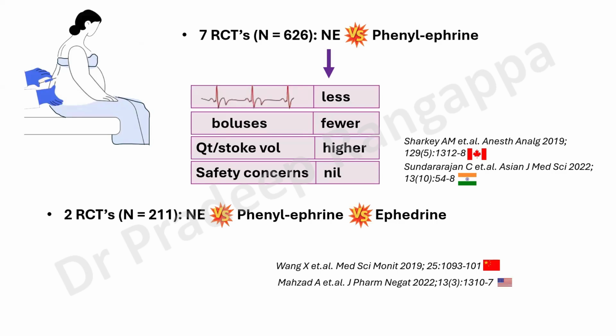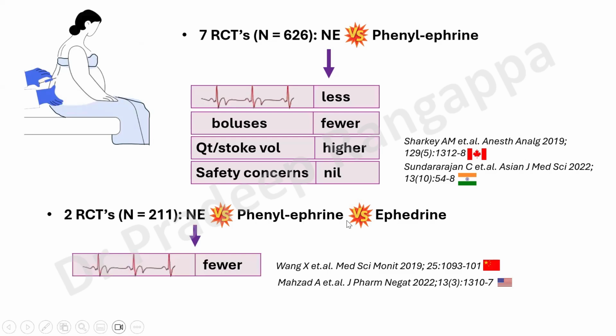So there were 2 randomized controlled trials, 211 patients comparing norepinephrine with phenylephrine with ephedrine. So they came from China and US. Again, here they showed norepinephrine group had fewer bradycardia, MAP was higher. So basically, these studies tend to favor norepinephrine when compared to phenylephrine and ephedrine.